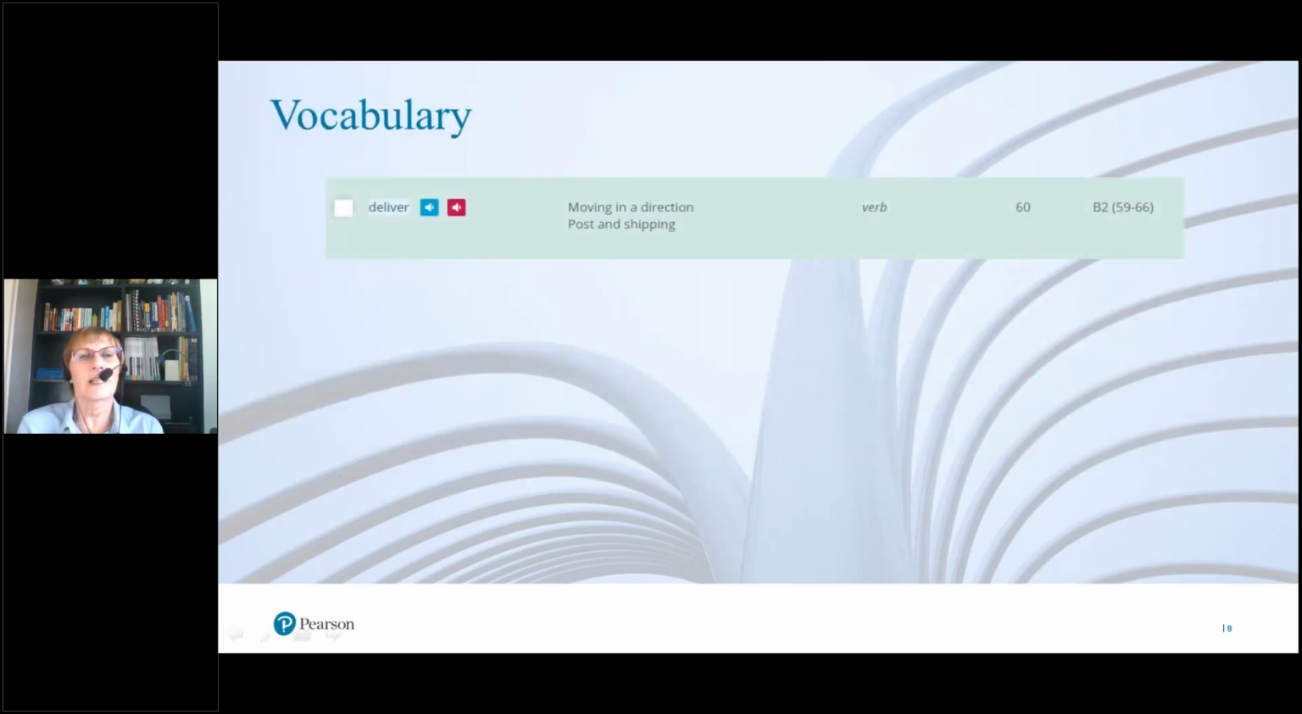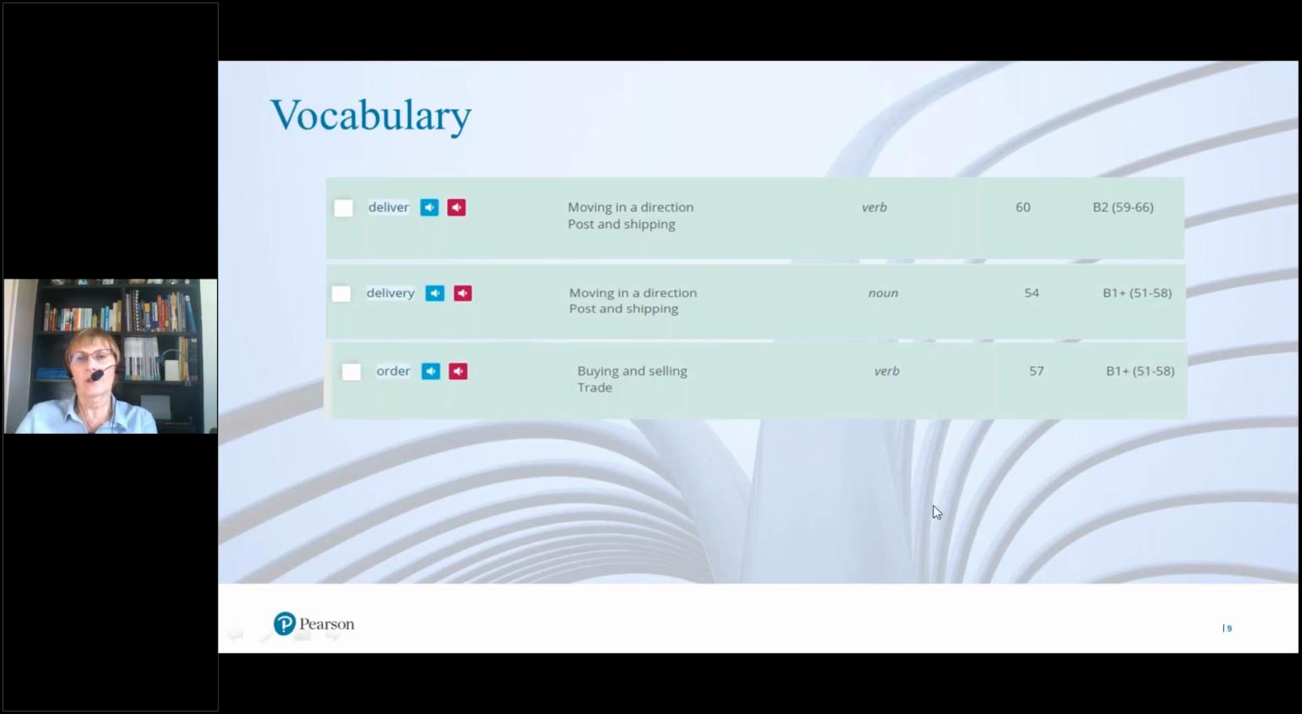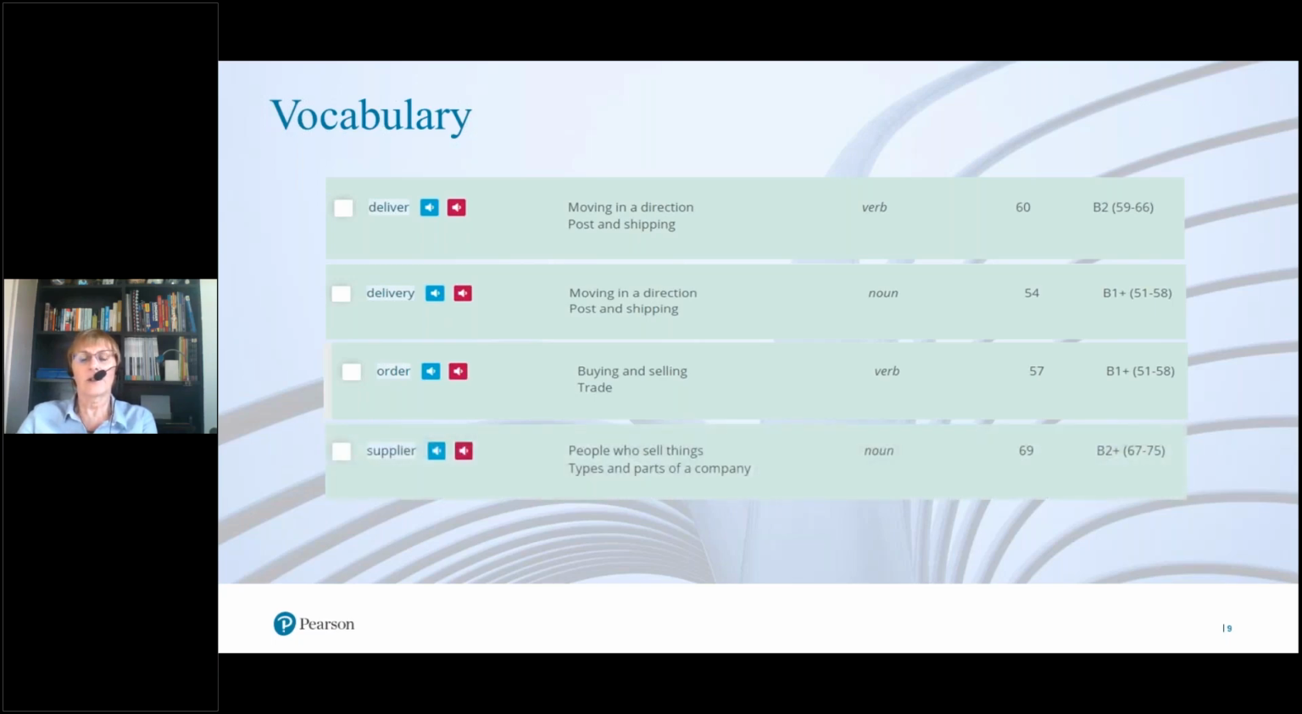So, as you can see here, deliver is a B2, an upper intermediate word, 60 on the Global Scale of English. Delivery is B1 plus, high end of the intermediate level, 54. And the next word, order as a verb, is 57 on the Global Scale of English, which makes it a B1 plus in the Common European Framework, which is again at the high end of intermediate. And then supplier is a 69. It's B2 plus. It's the high end of upper intermediate.